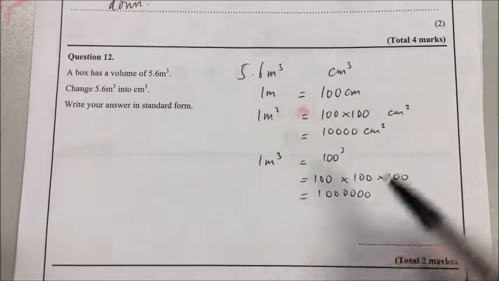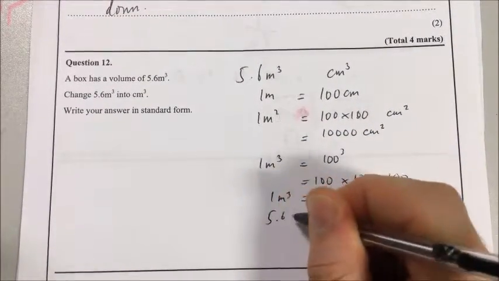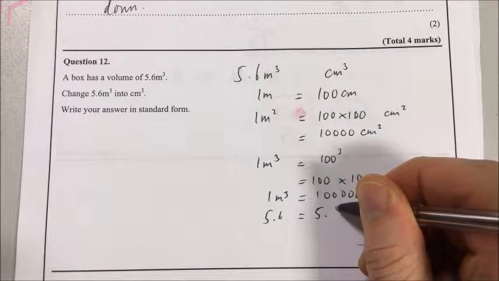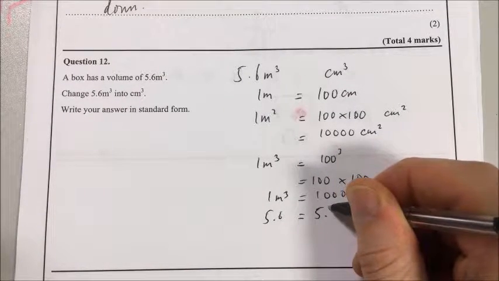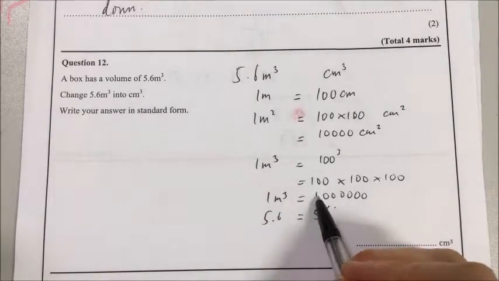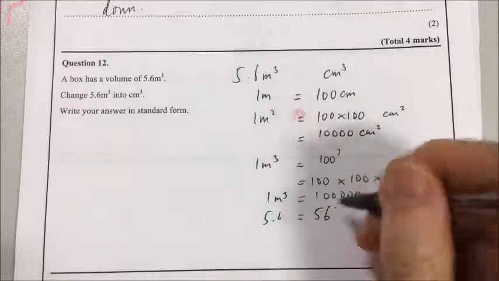So that was 1 equals that. If I've got 5.6 of them, that'll be 5.6 million centimeters cubed. So you can see I've got the 5 under the 1, the 6 under the 0, and it leaves 1, 2, 3, 4, 5 zeros after.